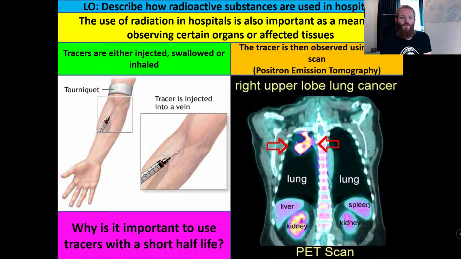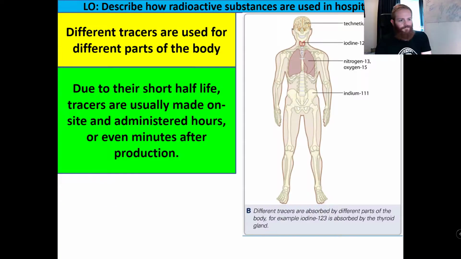We want to use something that allows us to see inside the body, but also doesn't last a ridiculous amount of time. So we'll use radioactive substances with quite short half-lives, sometimes minutes long. So the idea being, it's made in the hospital, it's injected into the person, they're tested immediately, and by the end of the day, most of that radioactive substance has decayed, so they're no longer radioactive.